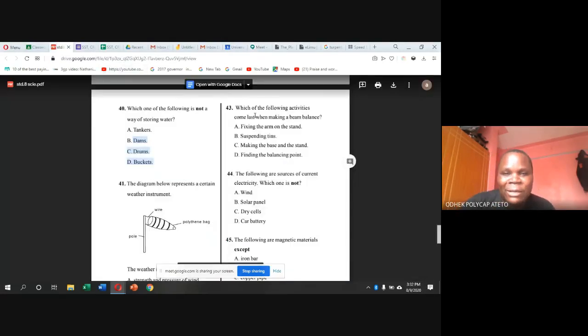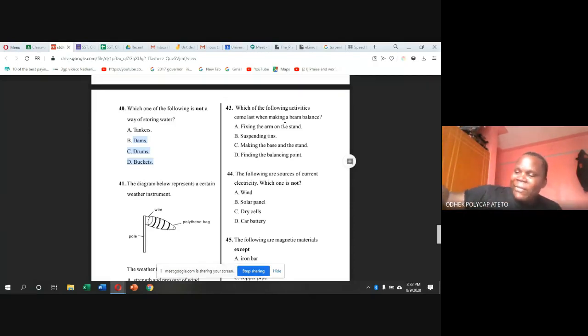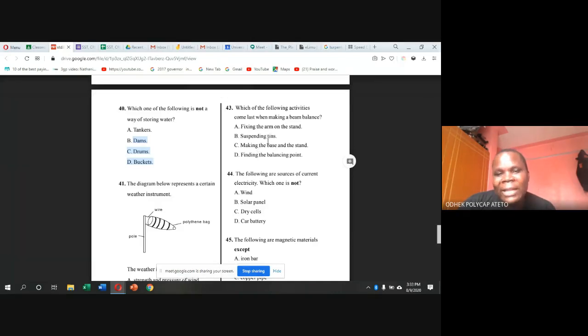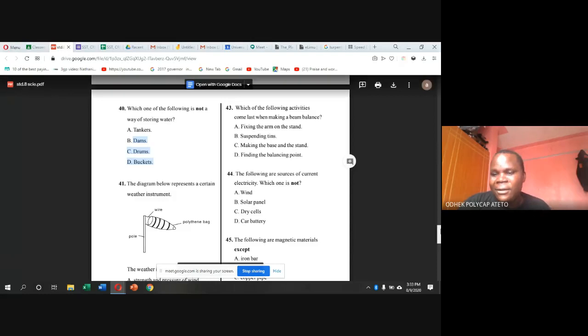Okay, Evelyn, let's go to number 43. Which of the following activities can come last when making a beam balance? These are process questions where you are supposed to know the procedure. The procedure of making a beam balance, I told you, just know the first, the second, and the last. The last is always suspending the tins to compare the mass. But make sure you know which one is the first, and then the second. This is 2006. Look at the question from 2006, you'll get this question here. Making a beam balance, the last one is suspending the tins.